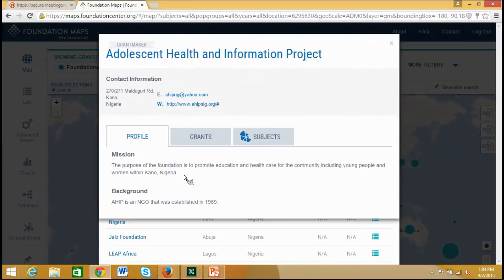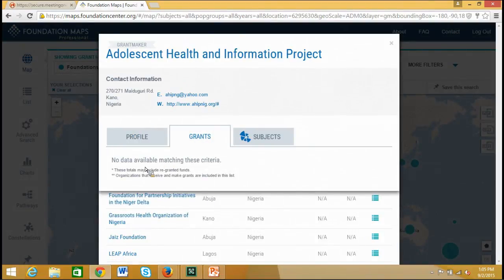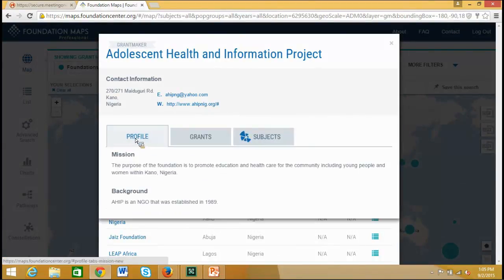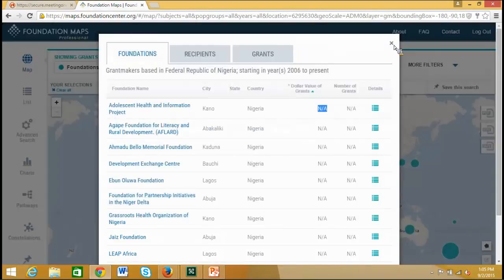And often we'll have an address, we'll have a mission statement. So the purpose of the foundation is to promote education and health care for the community, including young people and women within Kano, Nigeria. And they were established back in 1989. This is relatively sparse information. Grants, we don't have any grants yet, and subjects is basically the same. And in some cases we do have a URL for the foundation.